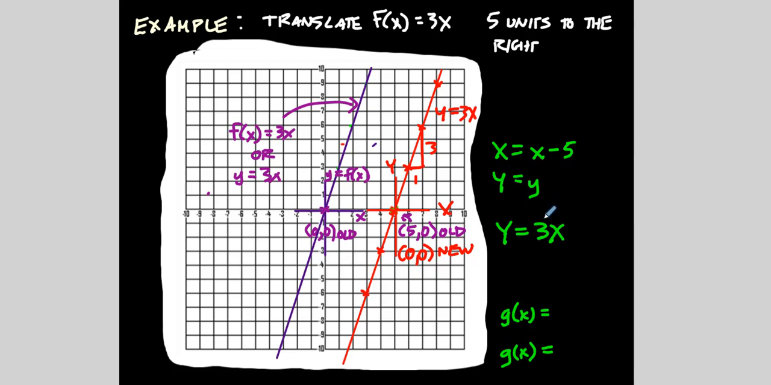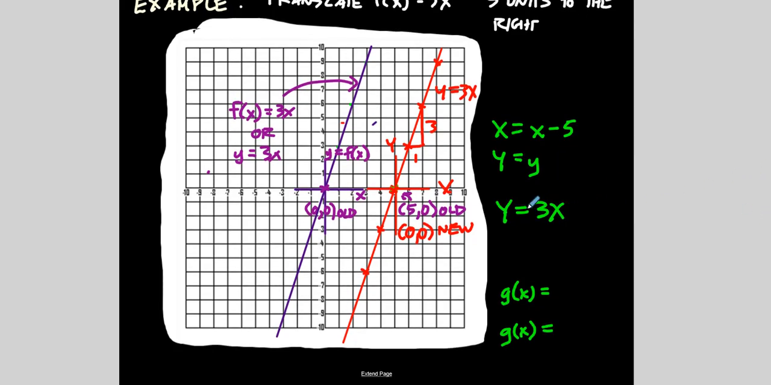In terms of the new coordinate system, this is capital Y equals 3X. But in terms of the old coordinate system, I should have put a y here. y is going to be 3 times the quantity x minus 5. That's how we're going to write this. You could multiply this out, but if you do that, it's not going to show the shift. But this would also be 3x minus 15, meaning the y-intercept down here is going to be at negative 15.